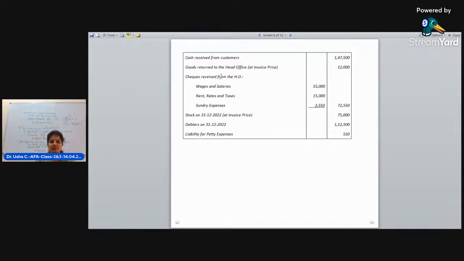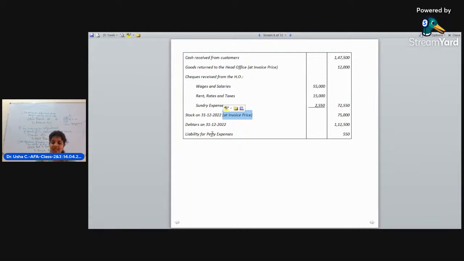Next, cheque received from the head office, that is wages and salaries, rent rates and taxes, sundry expenses. All these are cheques received from the head office for meeting these expenditures. So that will be recorded as to cash account, because the cheque is received from the head office for meeting these expenditures. Next, stock on 31st December 2022 at invoice price. Whether they have given this at invoice price or not, we have to record it at invoice price only, because it was mentioned in the beginning itself that all entries are to be passed at invoice price.